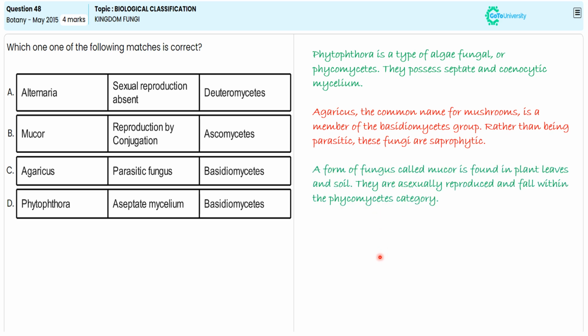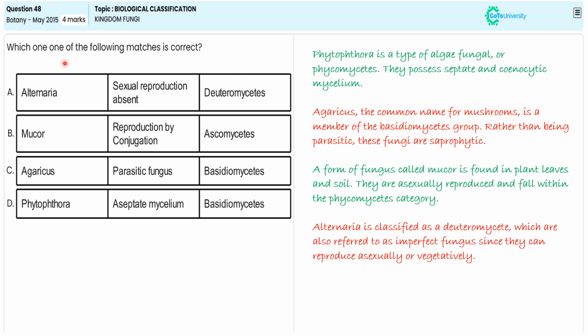Why are we choosing option A as the correct answer? Because Alternaria is classified as Deuteromycetes, which are also referred to as imperfect fungi since they are reproduced asexually or vegetatively. With this specification, we are choosing option A as the correct answer to secure 4 marks.